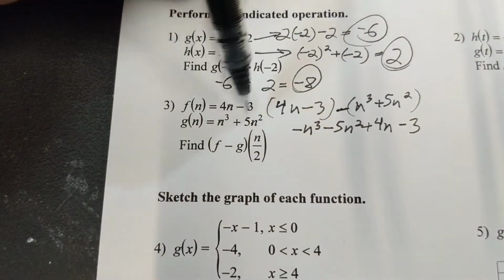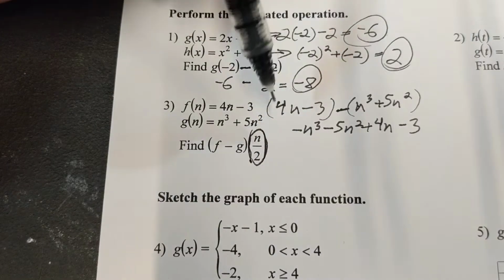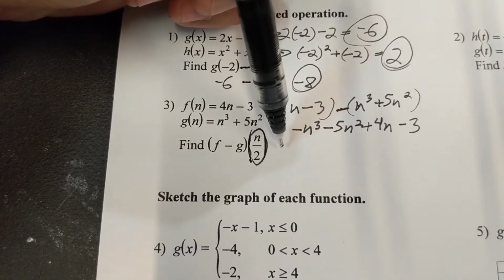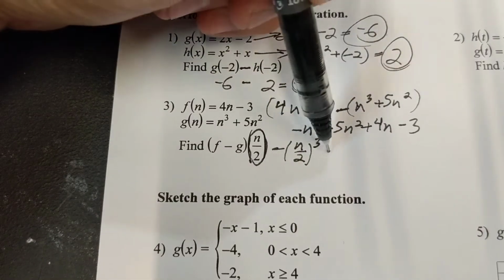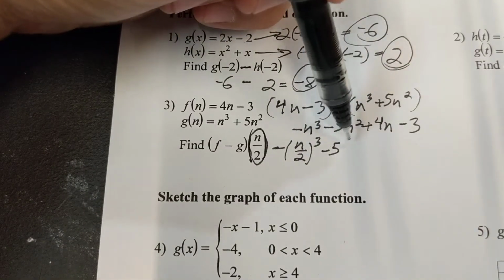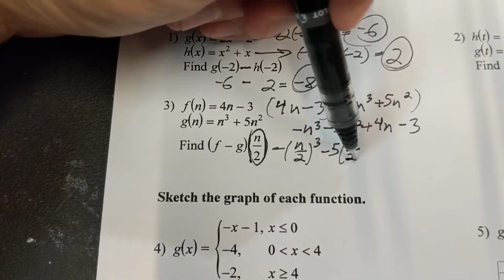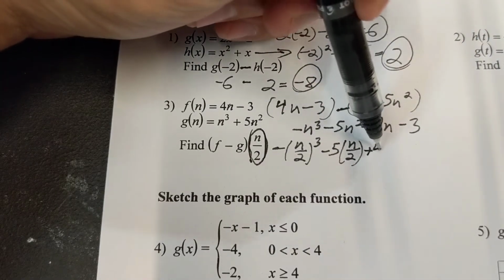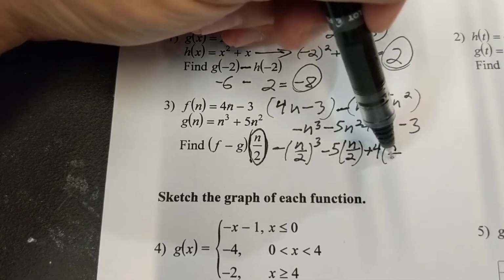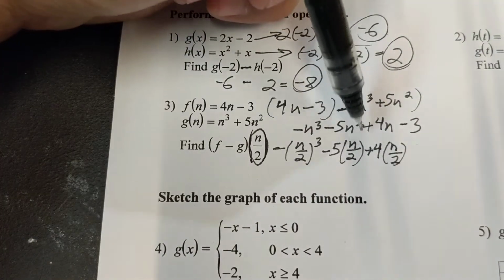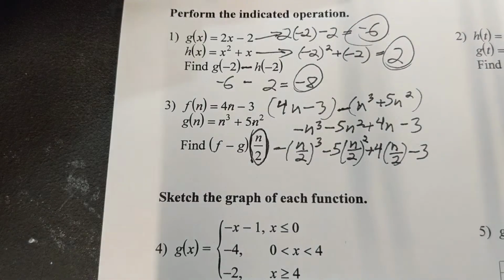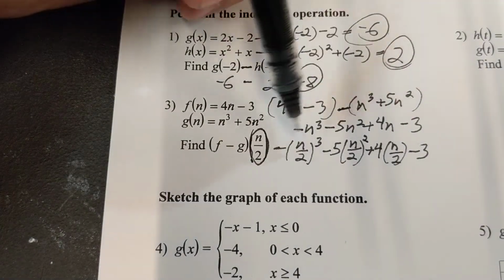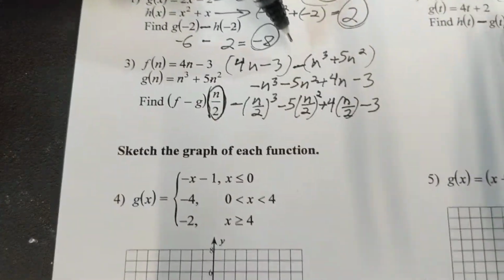Only other thing to say is now we have an n over 2 we're shooting in there. So something like that would be a negative of n over 2 to the 3 minus 5 times n over 2 squared plus 4 times n over 2, then minus 3. Oh, wait, n over 2 squared on that 5 there. Look and go there. And then we've got to do some figuring here.